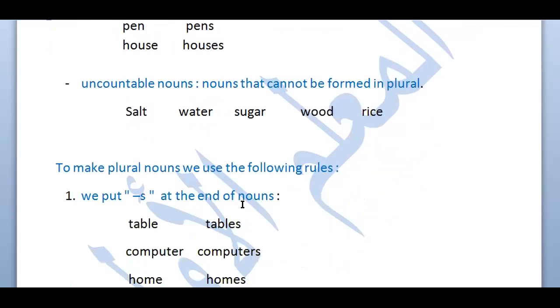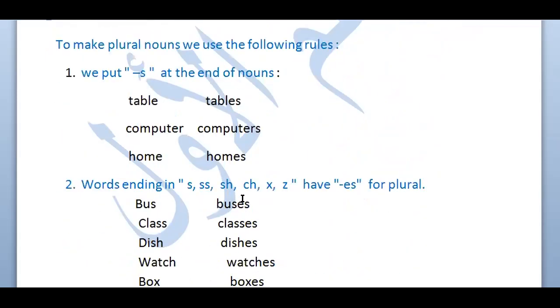Now we are going to move to the 5 rules of forming plurals. Now we are talking about countable nouns. When we have countable nouns, of course we form the plural form of nouns. Here we have 5 rules of forming plural nouns. To make plural nouns, we use the following rules.